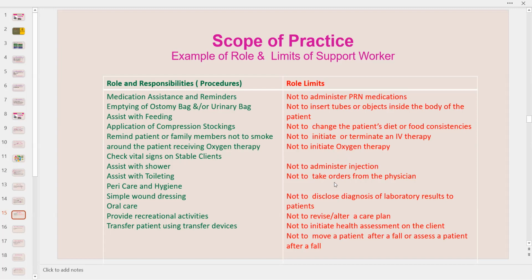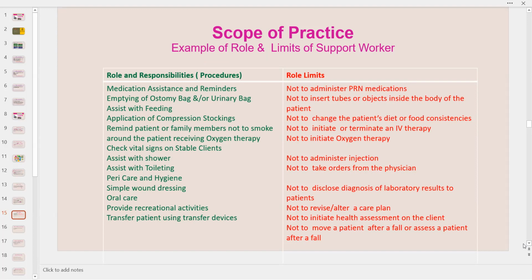They are not to take orders from the physician. They are not to disclose diagnoses or laboratory results to patients. They are not to revise or alter a care plan. They are not to initiate assessment on the client. They are not to move the client after a fall or to assess a patient after a fall. So these are just examples. There are still other roles and responsibilities that a support worker can do. These are also examples of the limits, the procedures that the support worker cannot do.